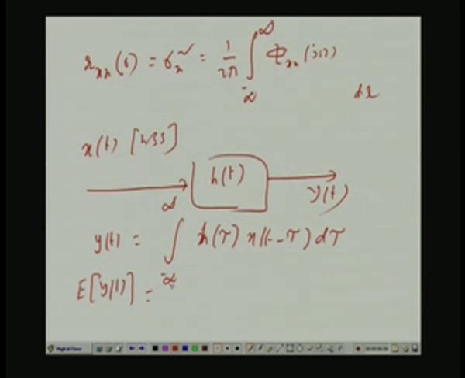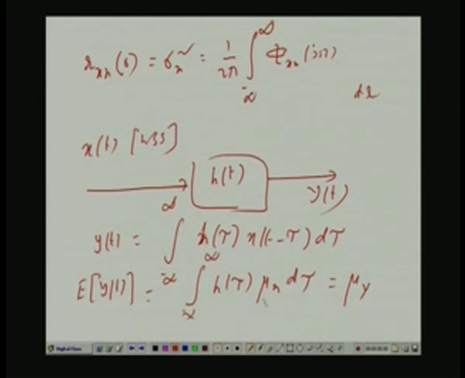So, the mean of the process does not depend on what time variable you have here. It will simply be the integral of h of tau times the expected value, that is mu x, independent of time, d tau. Once you integrate, tau disappears and you get a constant number. So, the mean of the output also is constant and does not depend on time. So, it is stationary with respect to mean; you can call it mu y.